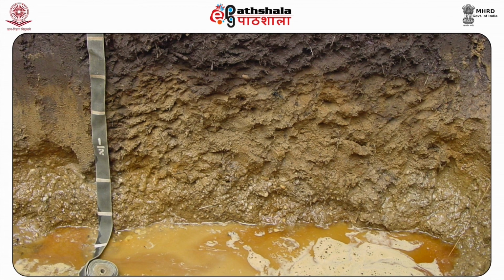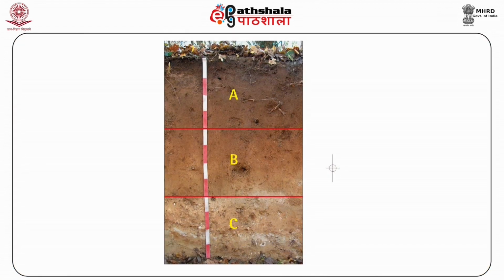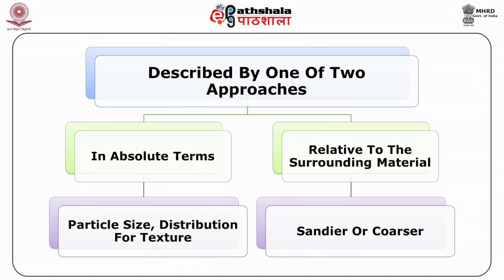Soil horizon. A soil horizon is a parallel layer to the soil surface whose physical characteristics differ from its adjacent layers. Each soil type is generally made up of 3 or 4 horizons. Horizons may be defined on the basis of obvious physical features, chiefly texture and color. These may be described by one of the two approaches, that is, in absolute terms, for example, particle size and distribution for texture, and in terms relative to the surrounding material, that is, sandier or coarser than the adjacent horizon.